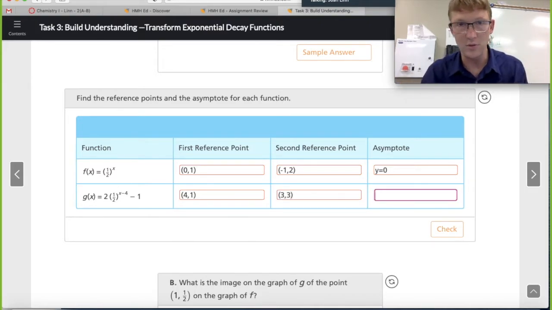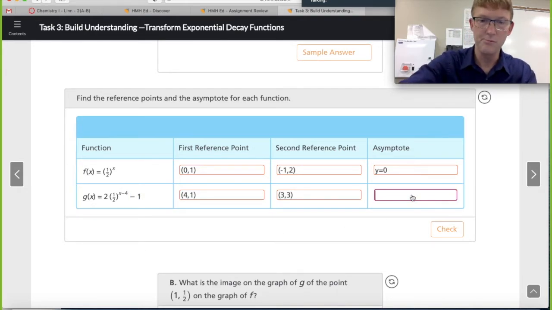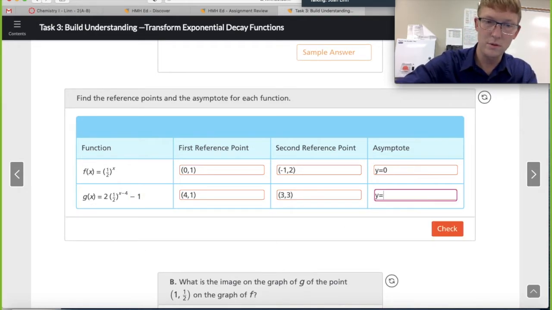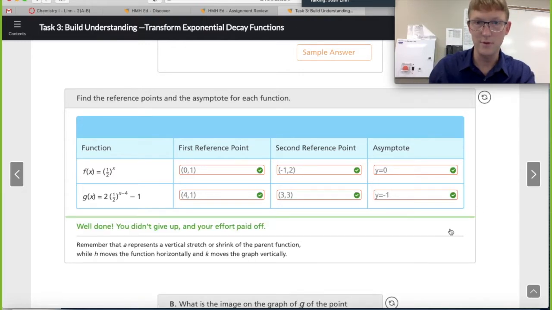I have no idea if these are the reference points they were looking for, but we'll find out one way or the other. And so our asymptote is y equals -1. That comes from this guy right there. Y equals -1. That one I'm confident about. Hey, look at that. Woo! Well done. You didn't give up, and your effort paid off.